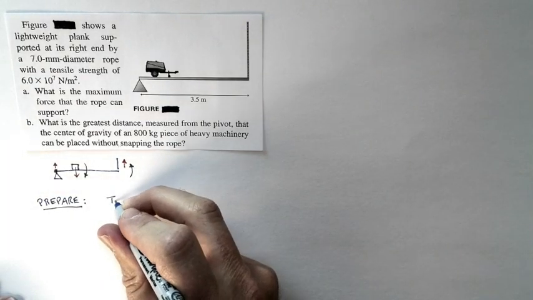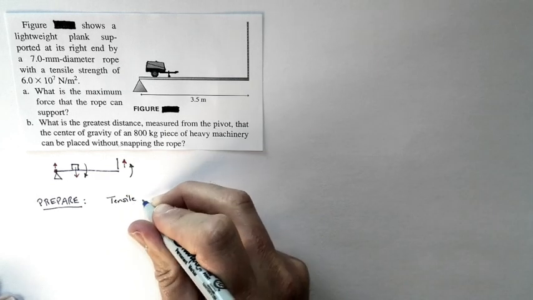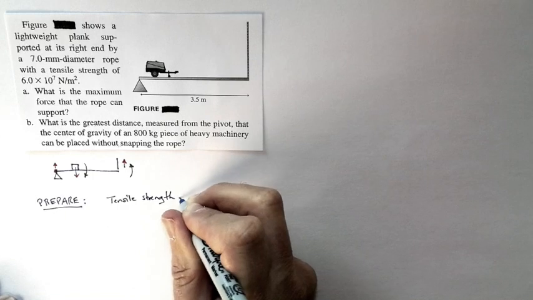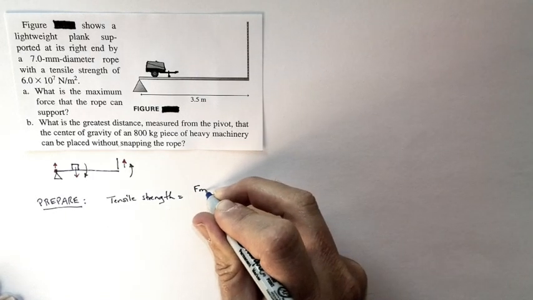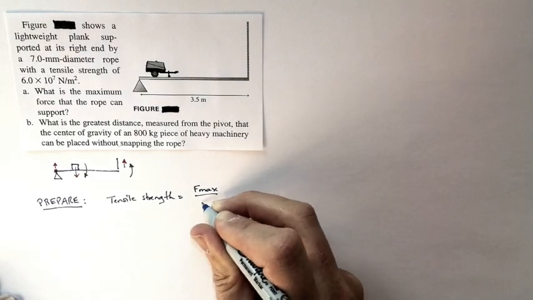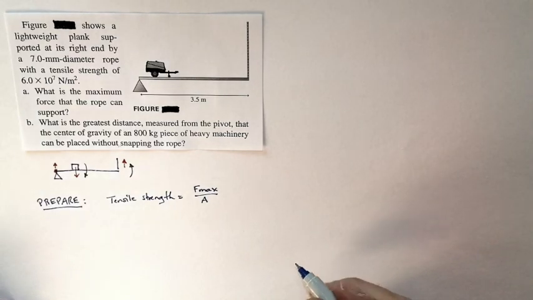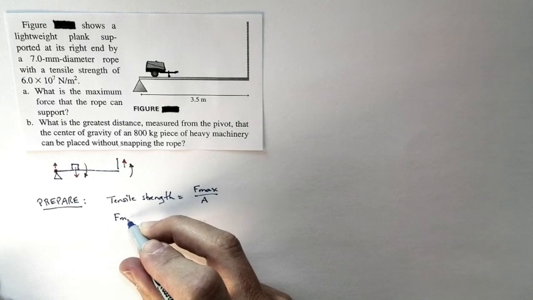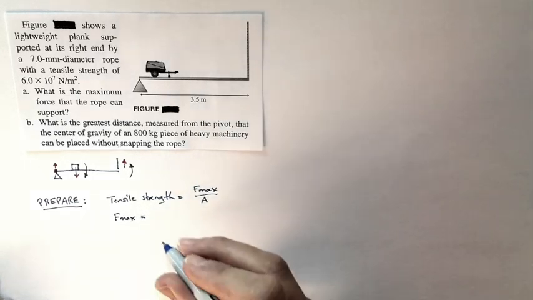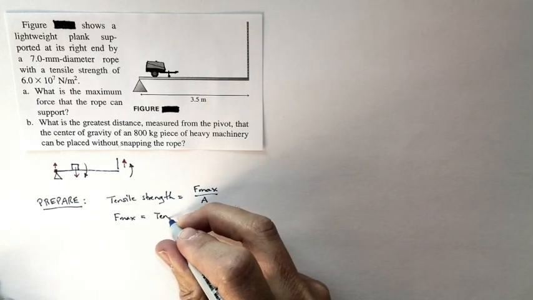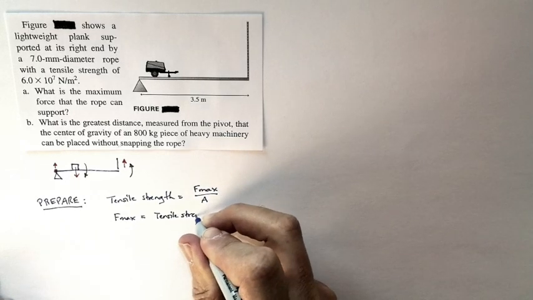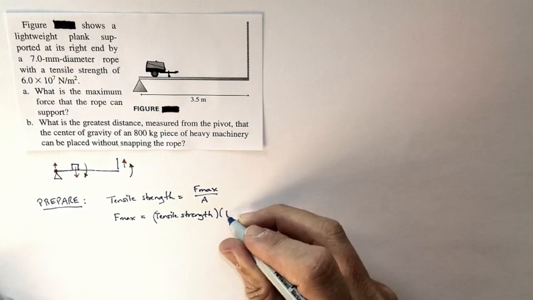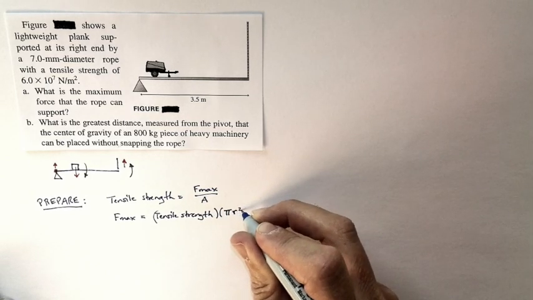Well, remember, tensile strength is defined this way. Okay, so if I have tensile strength, it's equal to the maximum force that something can support divided by its cross-section area. Now, we're interested in the maximum force the rope can support. The maximum force that the rope can support is therefore just equal to the tensile strength times the cross-section area. But the cross-section area, we'll assume it's a round piece of rope. It's just pi r squared.